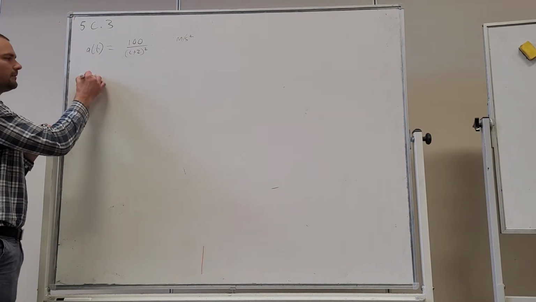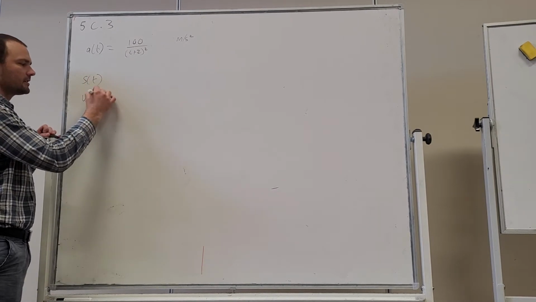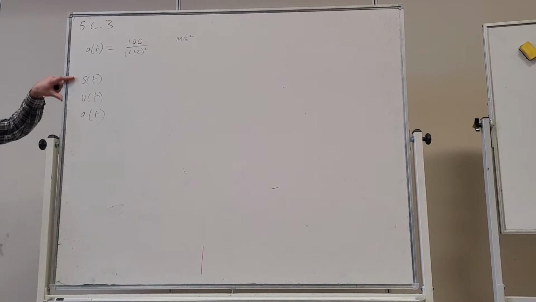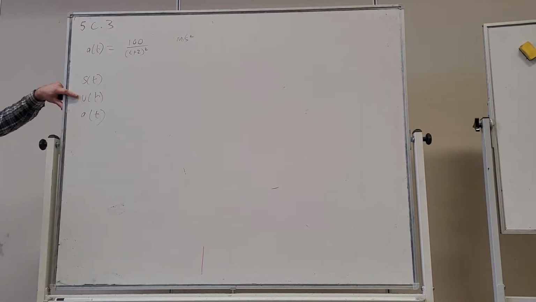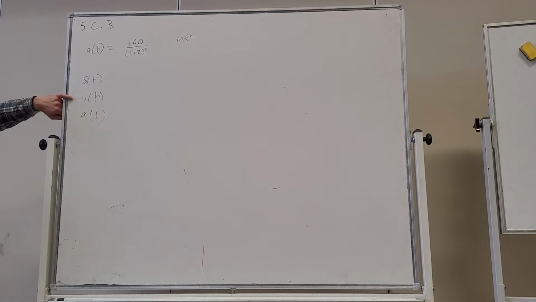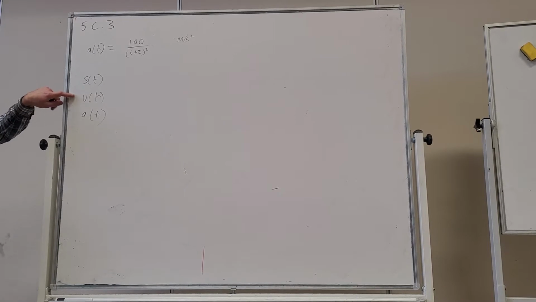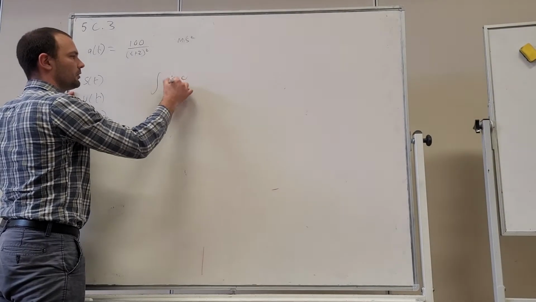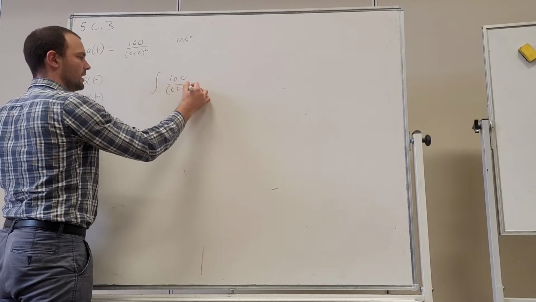So we've seen from calculus that if you differentiate the displacement function, you get the velocity function. If you differentiate the velocity function, you get the acceleration function. So therefore, if we integrate the acceleration function, we're going to get the velocity function. We need to find the velocity function, so that's what we're going to do. We're going to integrate 100 on (t plus 2) squared.